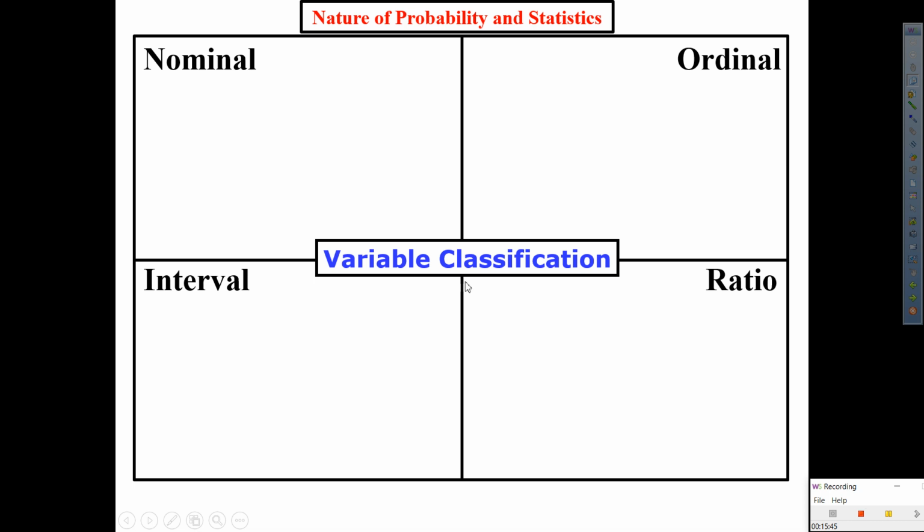Classification or variable classification, there's 4 of them: nominal, ordinal, interval, and ratio. All right, so nominal, ordinal, interval, and ratio.